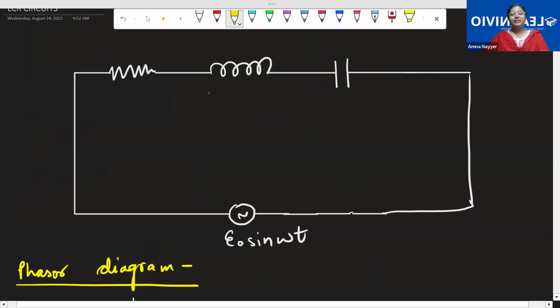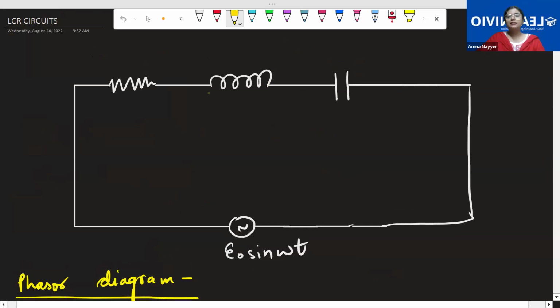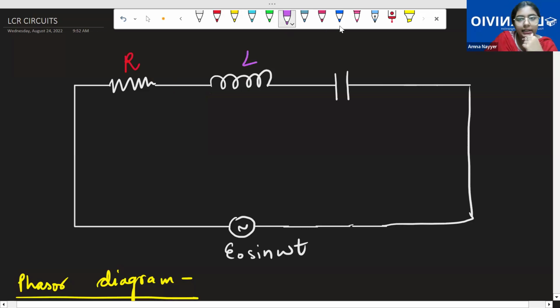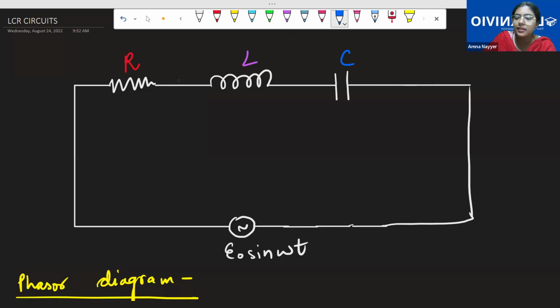All right. So see, basically, series LCR circuit is what? You have studied the resistors, inductors, and capacitors separately. Now you connect all three of them in series. Here is your resistor, this is your inductor, and this is the capacitor. This is known as LCR circuits, and usually this is the series LCR circuit because all these are connected in series.